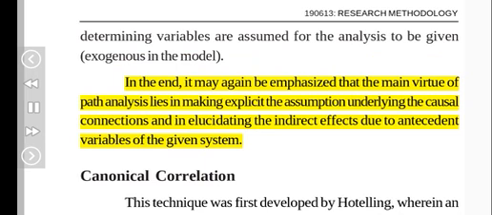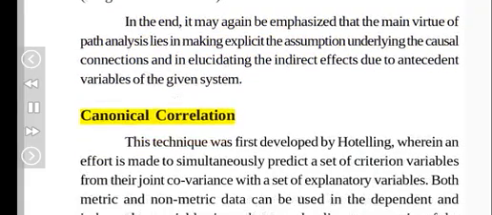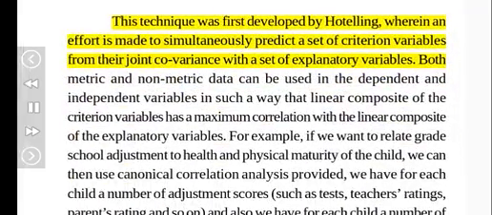It may again be emphasized that the main virtue of path analysis lies in making explicit the assumptions underlying the causal connections and in elucidating the indirect effects due to antecedent variables of a given system. Canonical correlation. This technique was first developed by Hotelling, wherein an effort is made to simultaneously predict a set of criterion variables from their joint covariance with a set of explanatory variables.